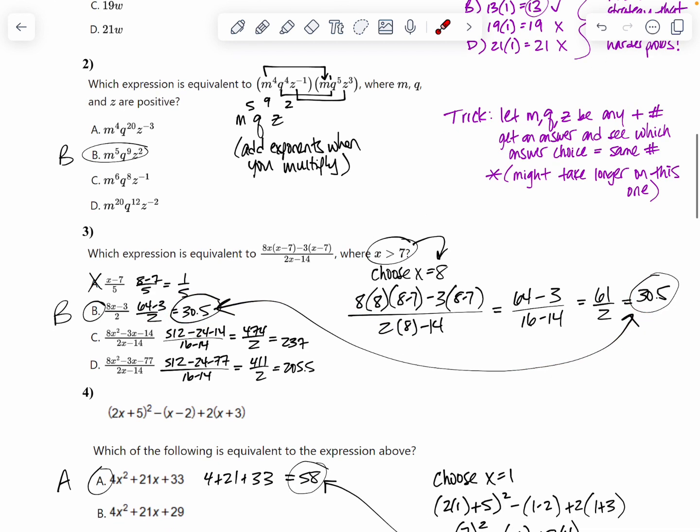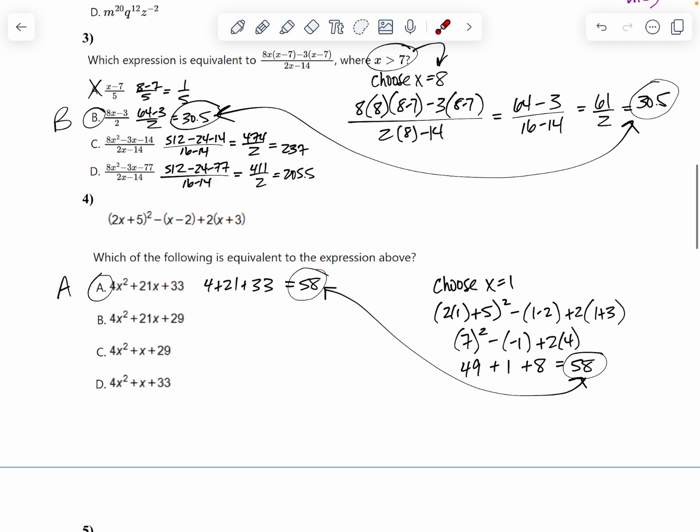Kind of cool, right? And you can see that I plugged in 8 for this, and I got answers that were not equal to 30.5. So I know those are not the right answer either. Number 4, which of the following is equivalent again? So yeah, we could FOIL this out, distribute the negative sign, distribute the 2, combine all of our like terms. That would take even me, a math teacher, a few minutes. And that would kind of suck, to be honest.